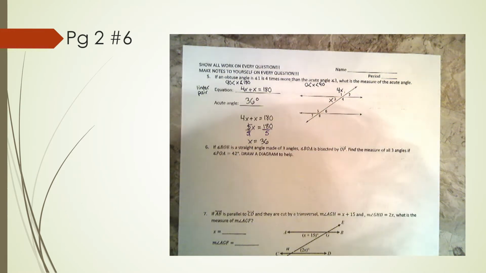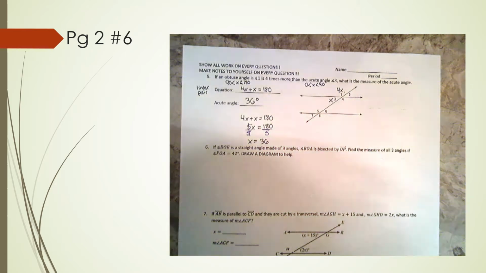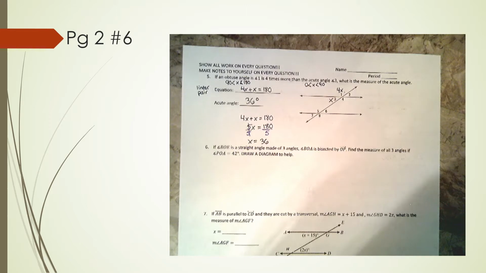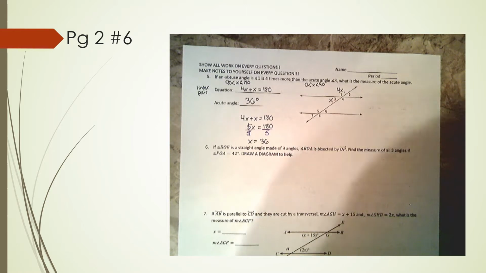All right, so the next problem that we have is number 6, and it says if angle BOE is a straight angle made of 3 angles, and angle BOA is bisected by ray OP, find the measure of all 3 angles if POA is 42 degrees. Draw a diagram to help.